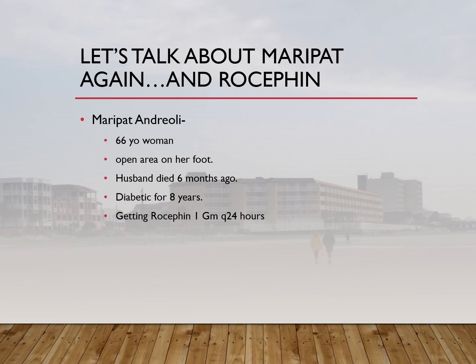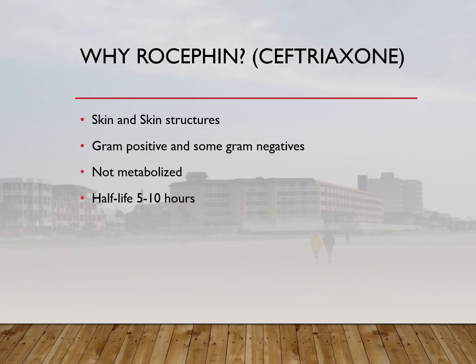So Maribet's Rocephin, why are we using Rocephin? It covers the bacteria, it's once a day, it's not going to strain her kidneys, it's a good choice for her. So it's a great choice for skin and skin structure. A lot of antibiotics don't penetrate certain tissues very well. Ceftriaxone works great for skin and skin structure. It covers most gram positives and even some gram negatives. Therefore, it's a great option.